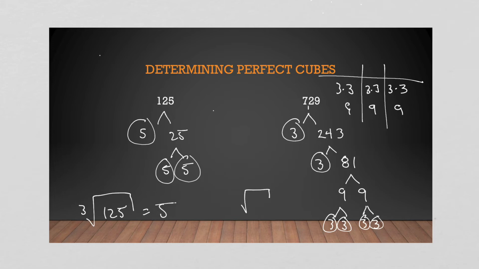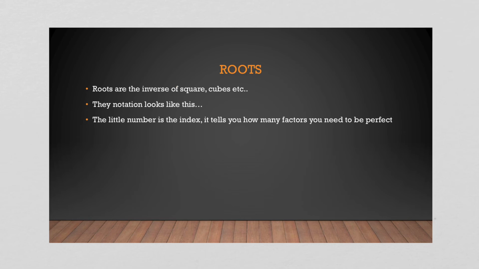So it means the cube root of 729 is 9. If you can make three groups that all contain the same factor, you have a perfect cube. Okay, now, roots are the inverse of cubes.